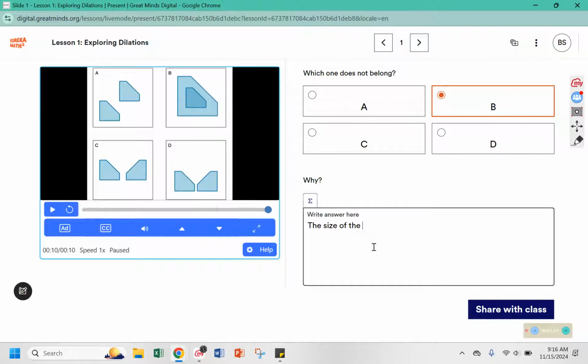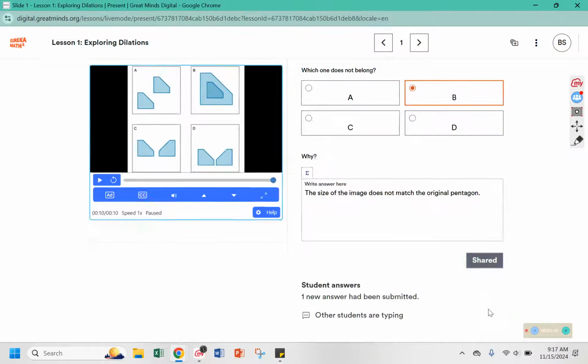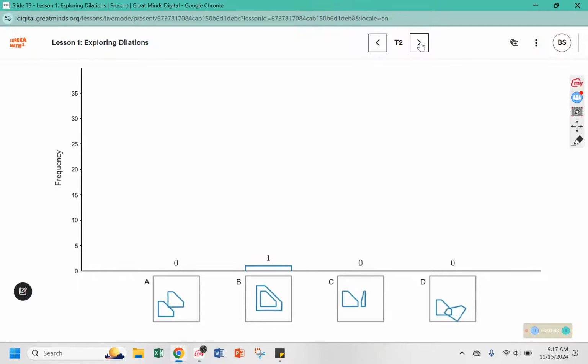So the size of the image does not match the original triangle, or the original, what's that, 1, 2, 3, 4, 5, it's a pentagon, not a triangle. In this slide, it's just a slide that represents the votes from your classmates. So since I'm the only one who has done this activity, there's a 1 here for B.